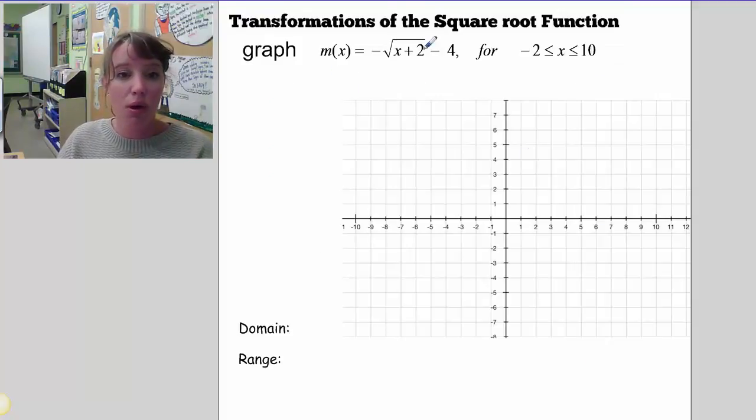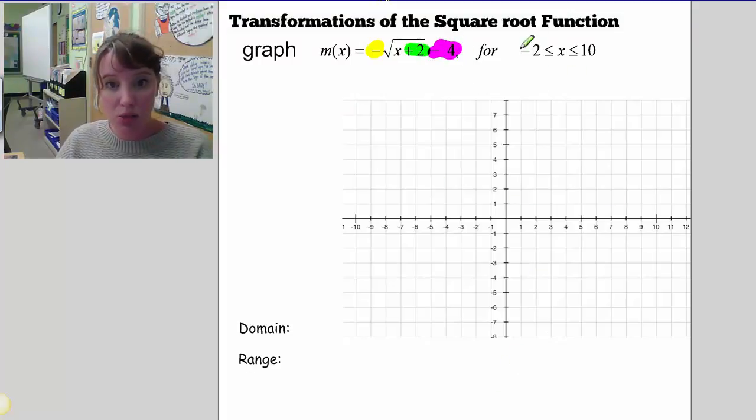Okay, so one more transformation here. You'll notice there are actually 3 transformations here. We will see the reflection here, we see the horizontal shift left, and we see a vertical shift down like this. Okay, so you are going to graph it for the domain that it's defined by.